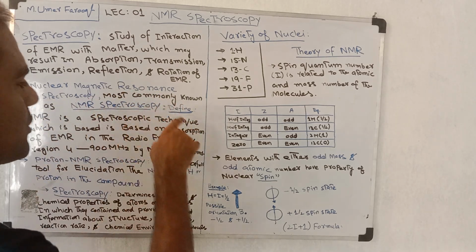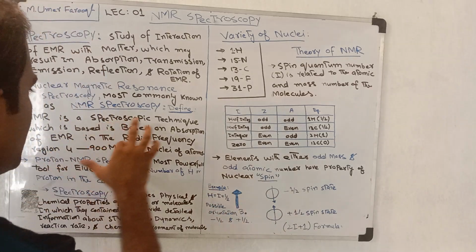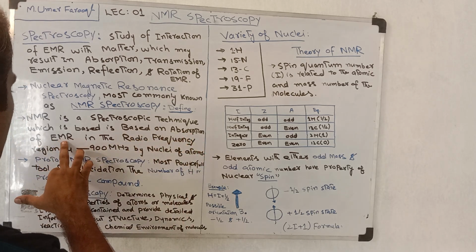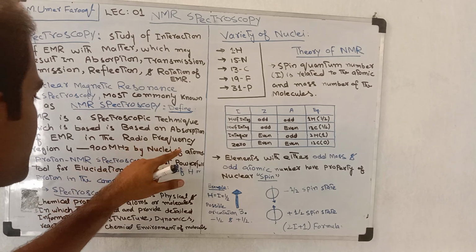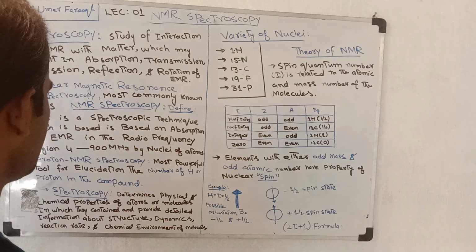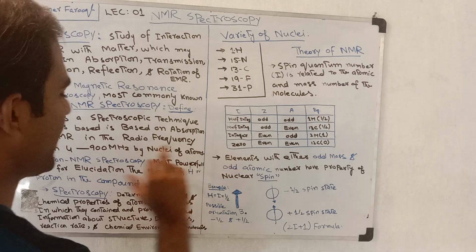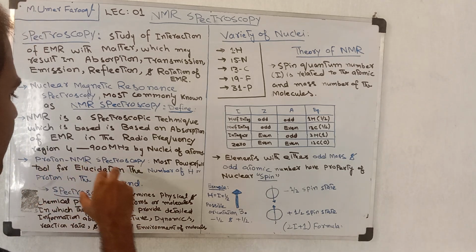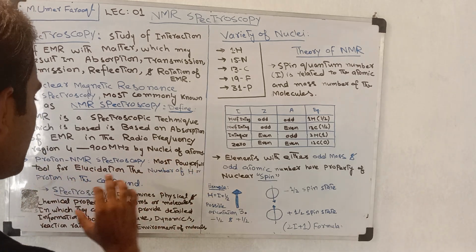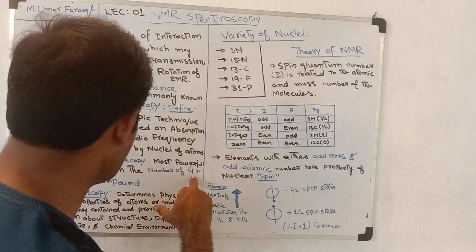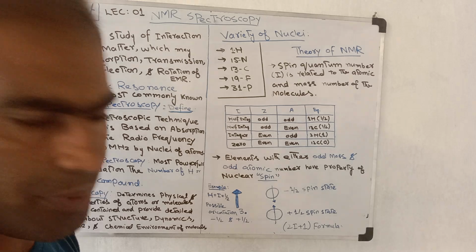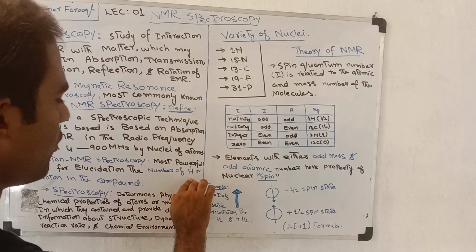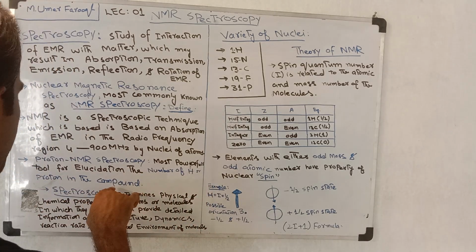known as NMR spectroscopy, which is defined as a spectroscopic technique based on the absorption of electromagnetic radiation in the radio frequency region from 4 to 900 megahertz by nuclei of atoms. This is NMR spectroscopy. Proton NMR spectroscopy is the most powerful tool for the elucidation of the number of hydrogens or protons in a compound.